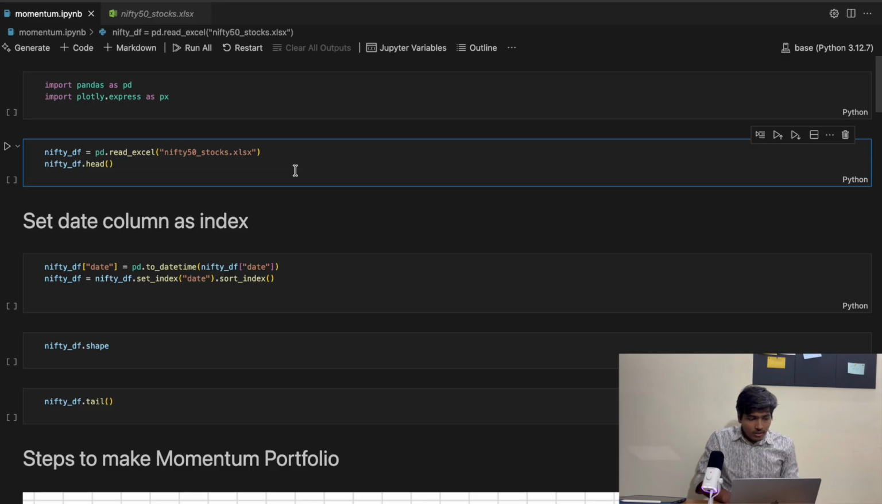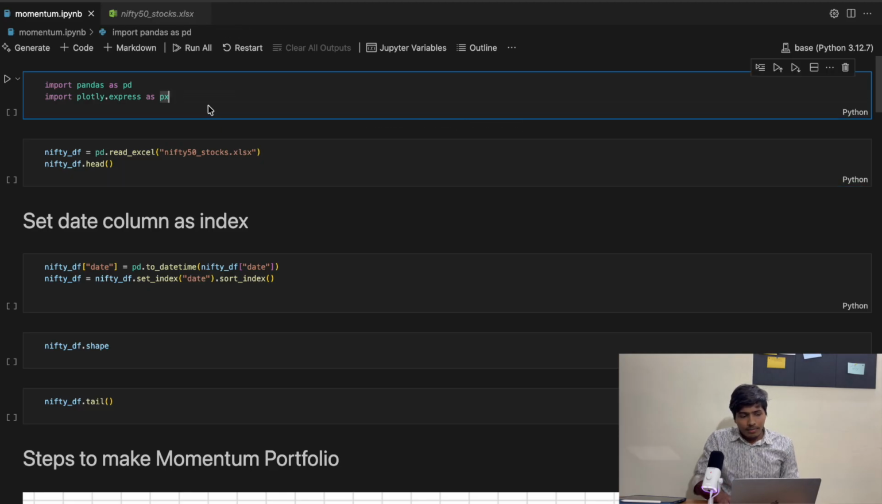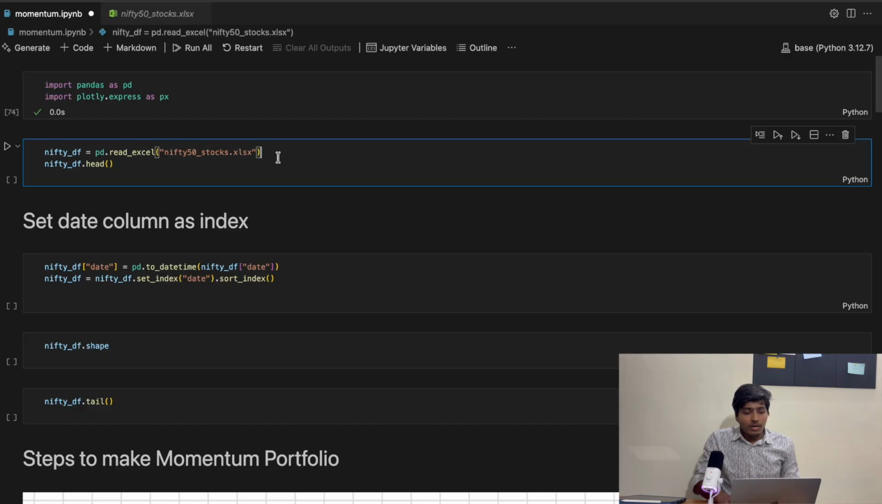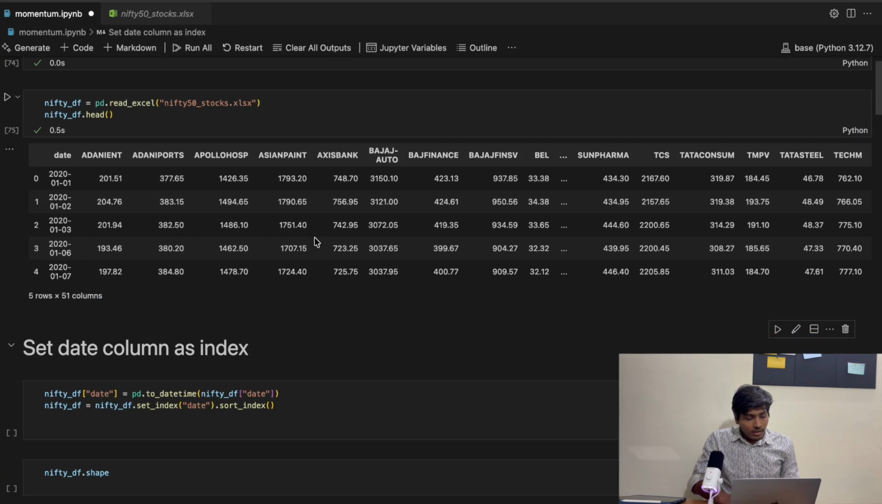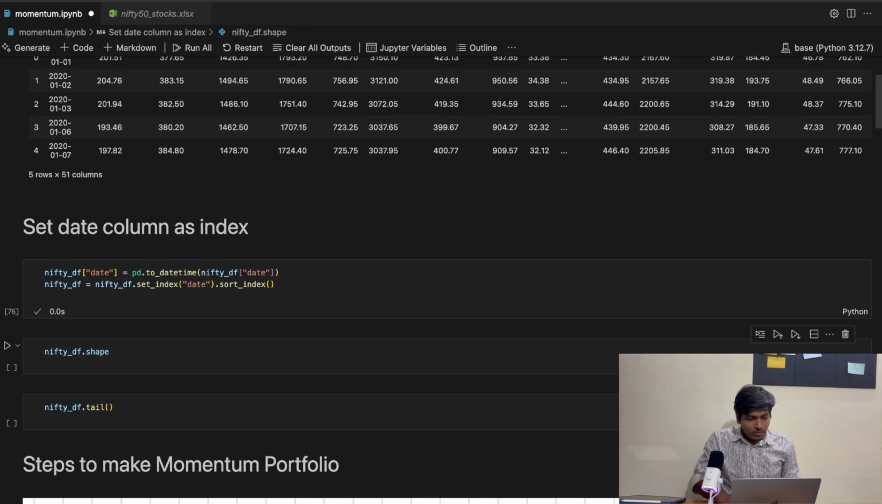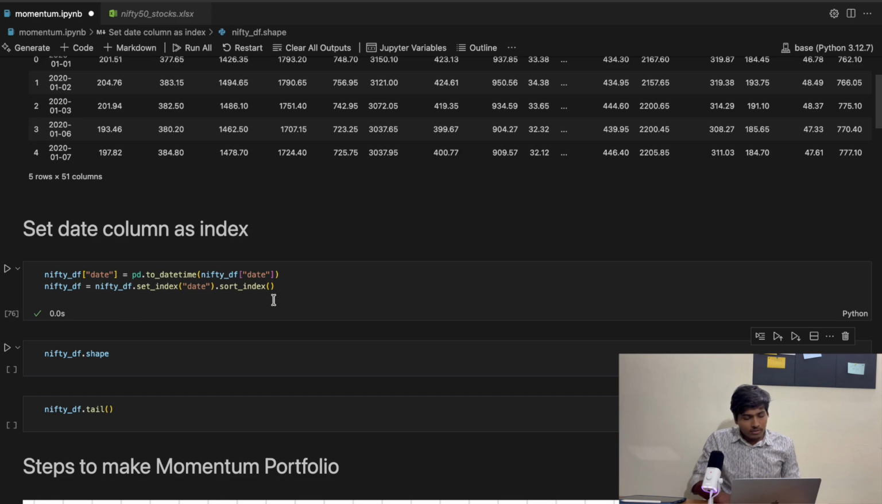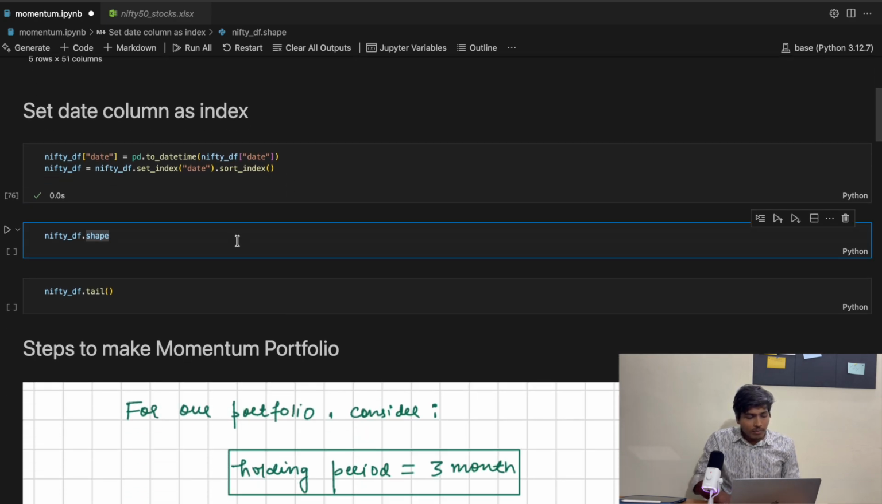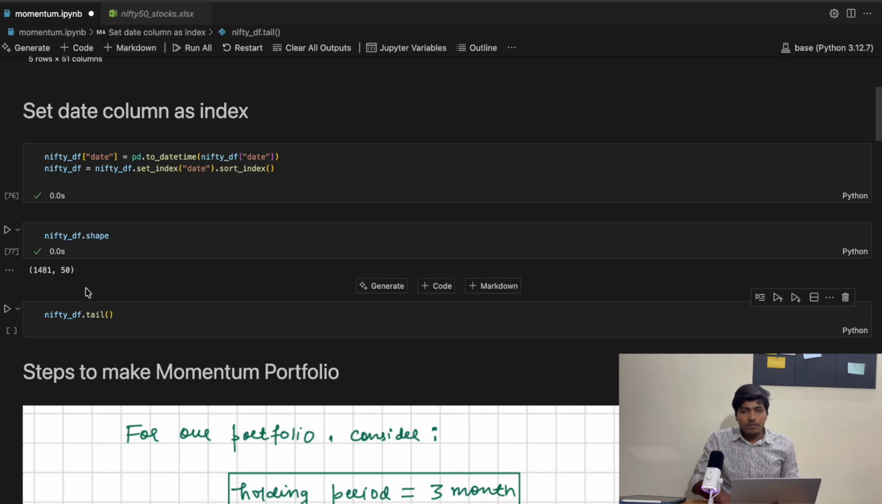I will first import some of the libraries like pandas and plotly. Second, I will read the Nifty 50 stocks. Then let me put date as an index. You can use the set_index function. Now let's see what is the shape of the Nifty DF. It is 1481 by 50, right?